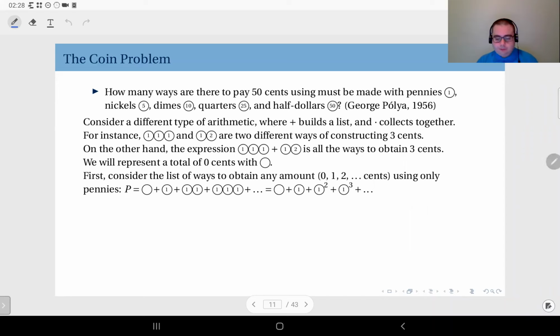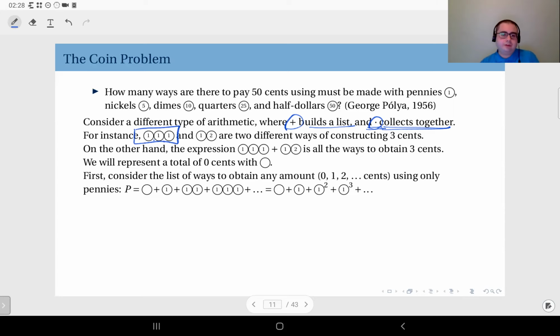Now, in this arithmetic, addition, as we know it, builds a list, or well, maybe it defines a set, if you like. Multiplication collects together. So what this means is going to be evident in a minute, I hope. Here are some examples so that you can understand better. When I omit the sign, of course, I'm going to mean multiplication. So these three pennies are multiplied, okay? And since it collects together, this will mean a solution for 3 cents. Okay, you have 3 pennies.